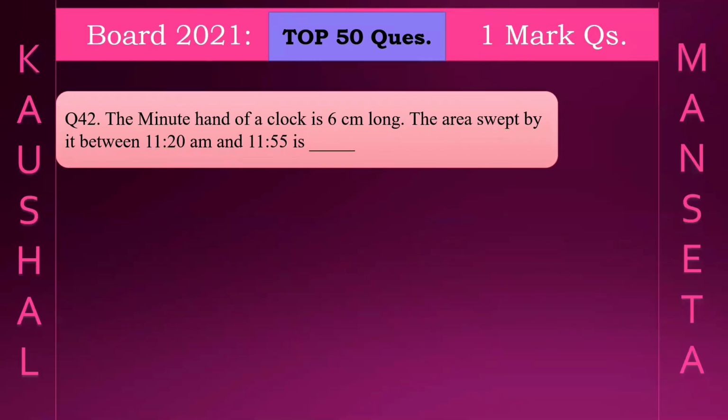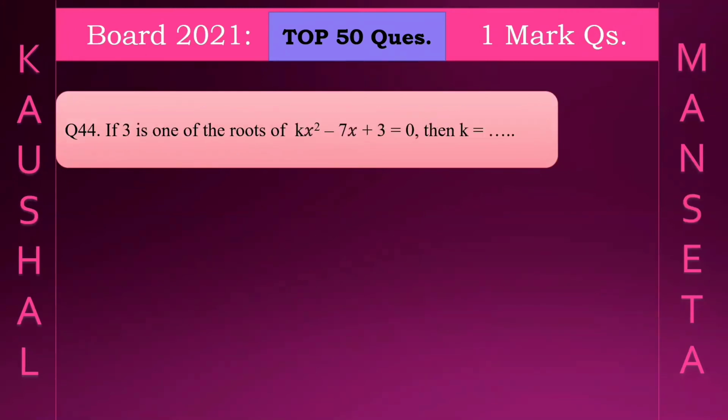Okay, next, question number 43. How many tangents can a circle have? So we can draw infinite tangents to a circle. So the answer is infinite.